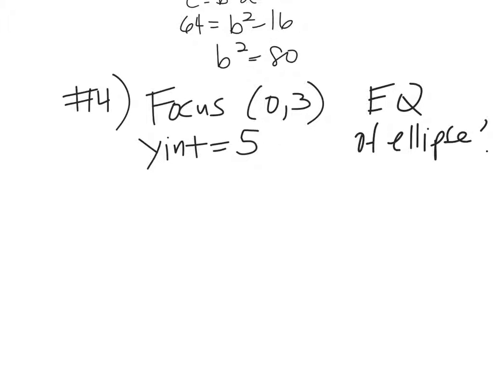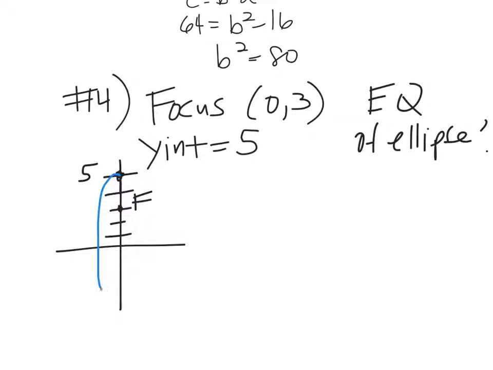Like I said, if you struggle on these, you can't visualize them very well, graph them. One of your foci is at 0, 3. So go ahead and plot that and put an F for foci. Your y-intercept, you know what a y-intercept is? It's where your graph crosses the what? The y-axis, yeah. And your y-intercept is 5. Now what that means is your ellipse would look something like this. Doesn't have to be perfect, just something like that.